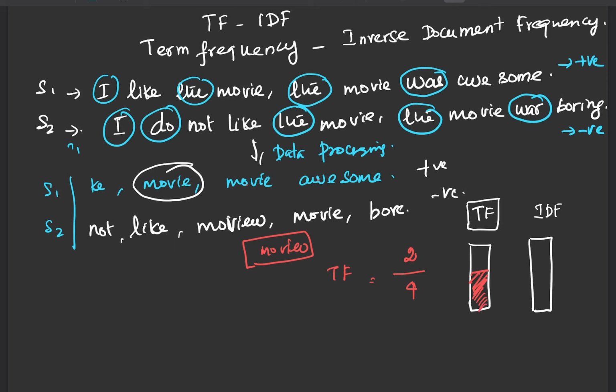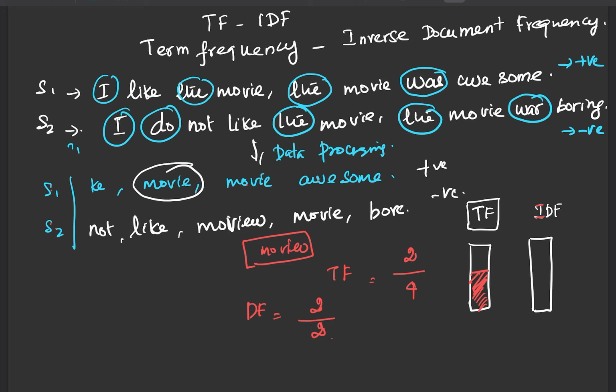At the same time, how do we calculate inverse document frequency? Before that, let's see what document frequency is. Like term frequency, document frequency looks at the total number of documents. How many documents do we have? Here 2. Out of 2, how many documents have this word movie? 2. So inverse document frequency is just inversing. Since 2 and 2 are the same, we will not see any difference.